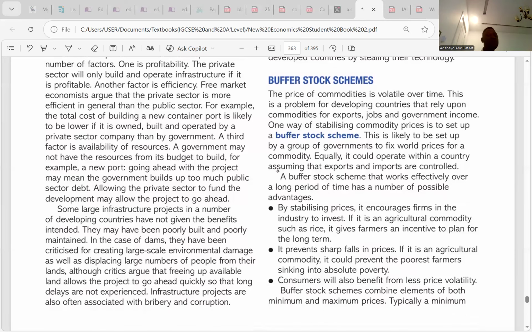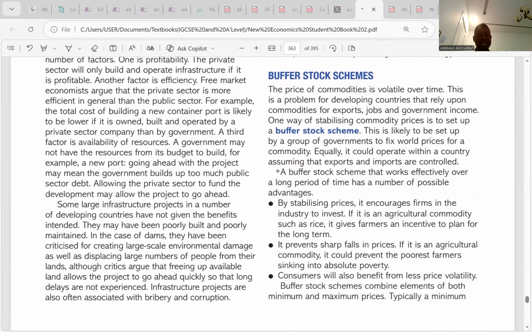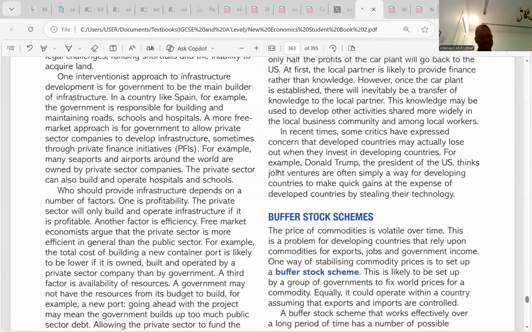They may have been poorly built and poorly maintained. In the case of dams, they have been criticized for creating large-scale environmental damage, as well as displacing large numbers of people from their lands. Although critics argue that freeing up available land allows the project to go ahead quickly so that long delays are not experienced. Infrastructure projects are also often associated with bribery and corruption.